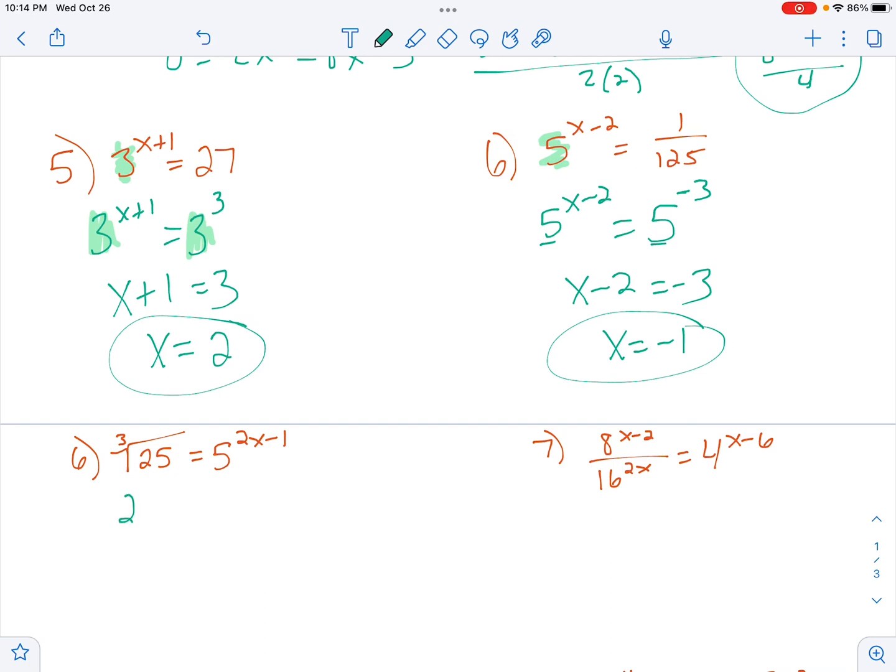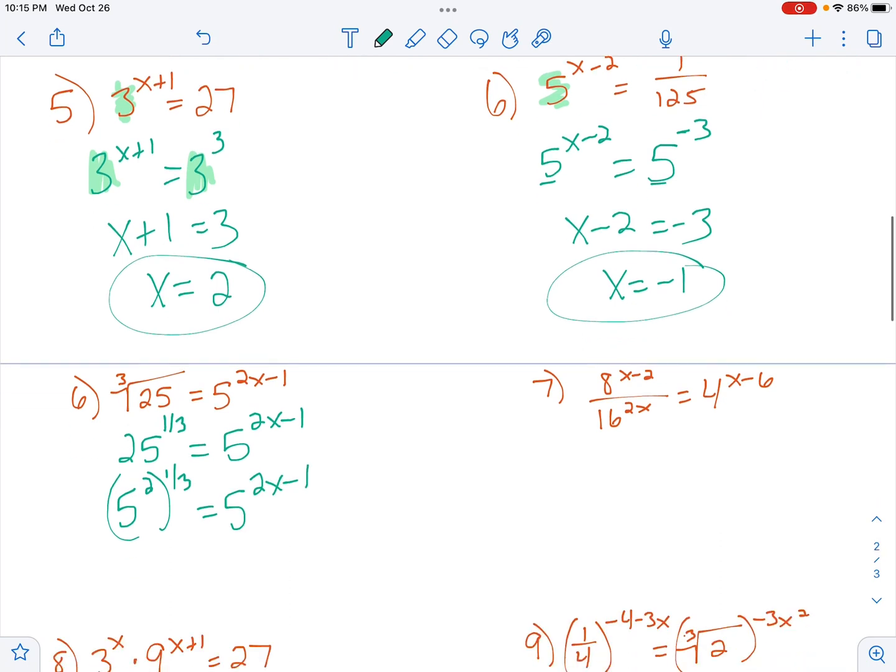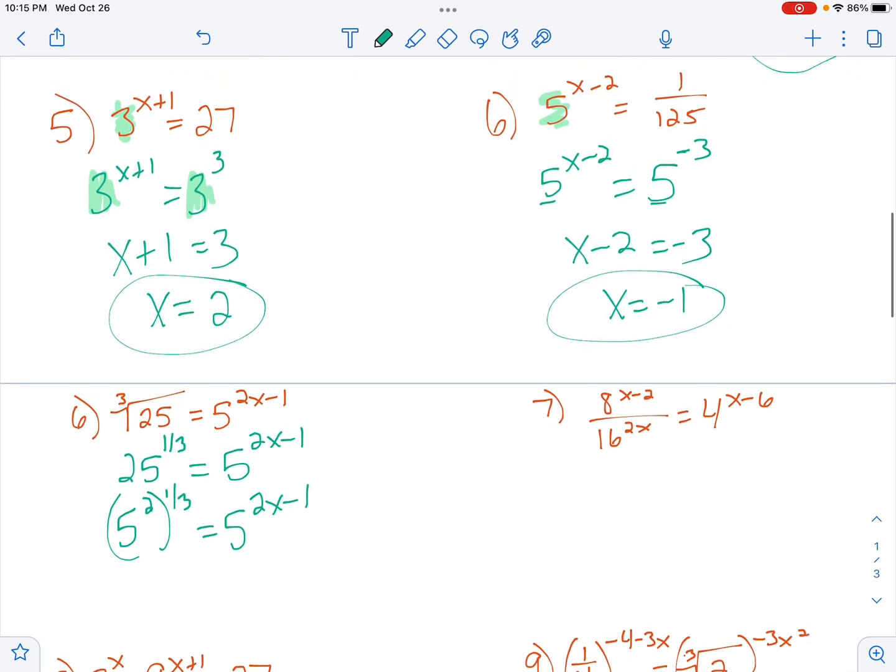So to convert that, I really have 25 to the 1/3 power. 5 squared is 25, so I'm going to do 5 squared to the 1/3. Power to a power, we multiply. So we have 5 to the 2/3. Set our powers equal to each other, so we have 2/3 equals 2x minus 1.